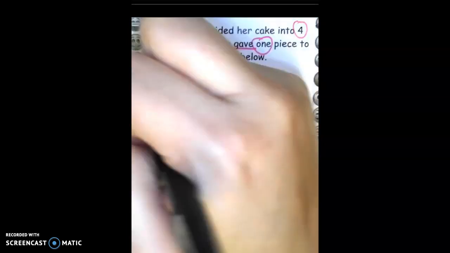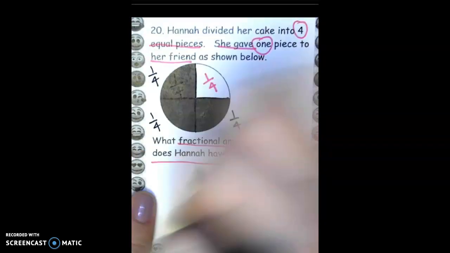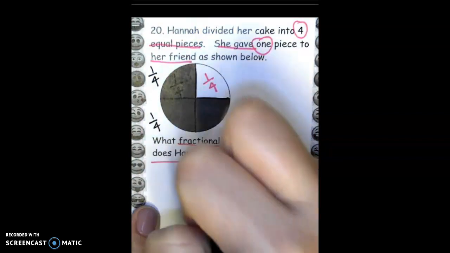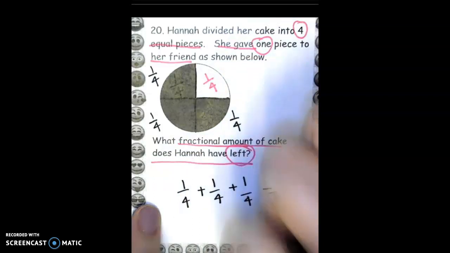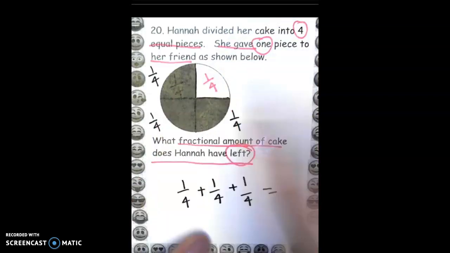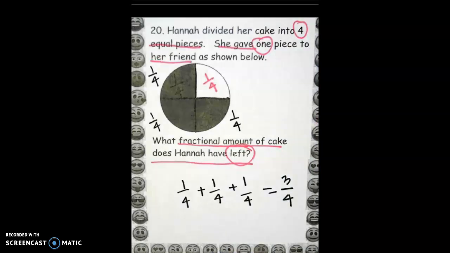1/4. This is 1/4. And this is 1/4. So Hannah has 1/4 plus 1/4 plus 1/4, which equals 1, 2, 3, 3/4. Hannah has 3/4 of her cake left over.